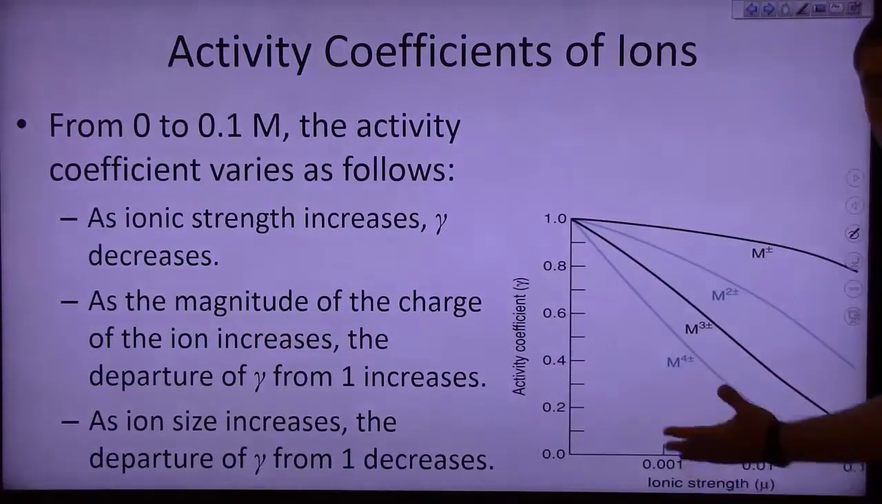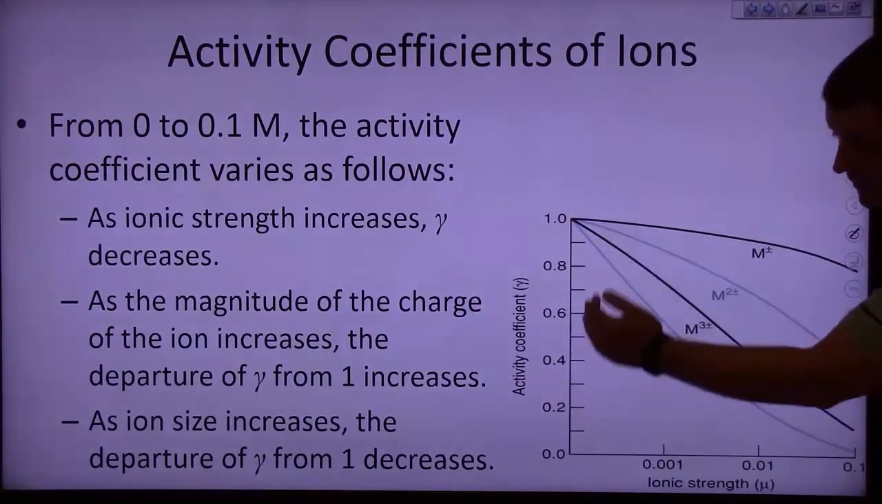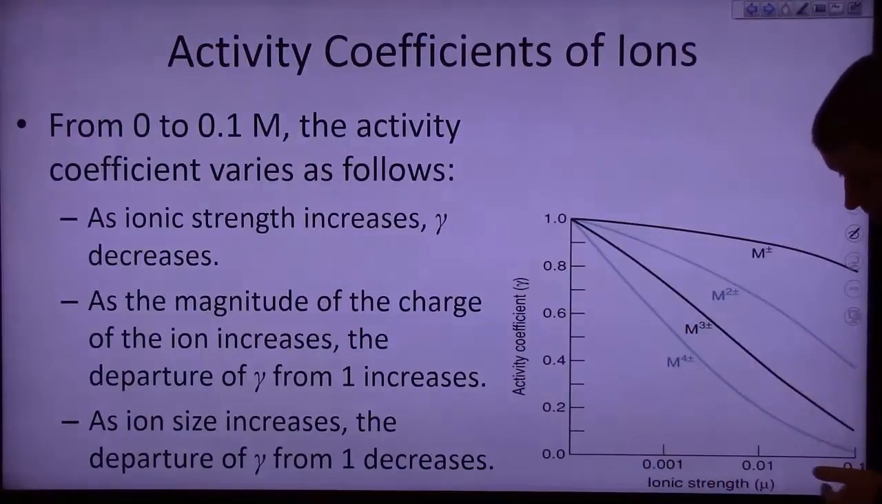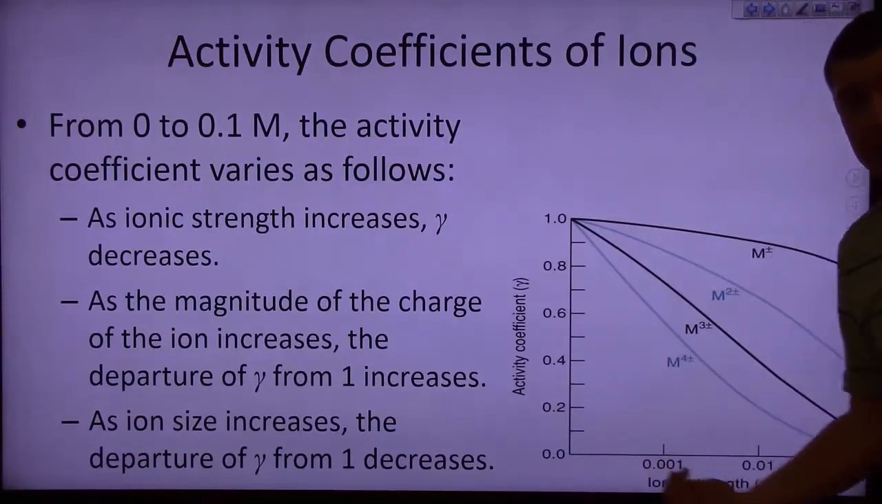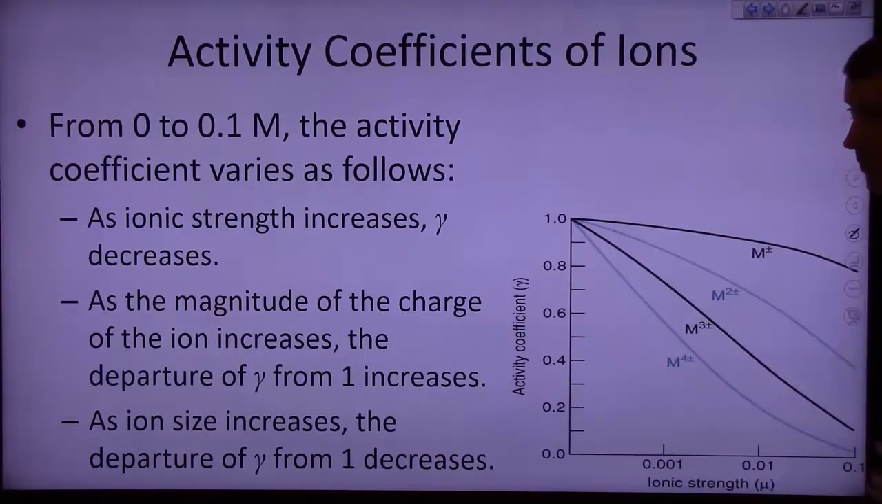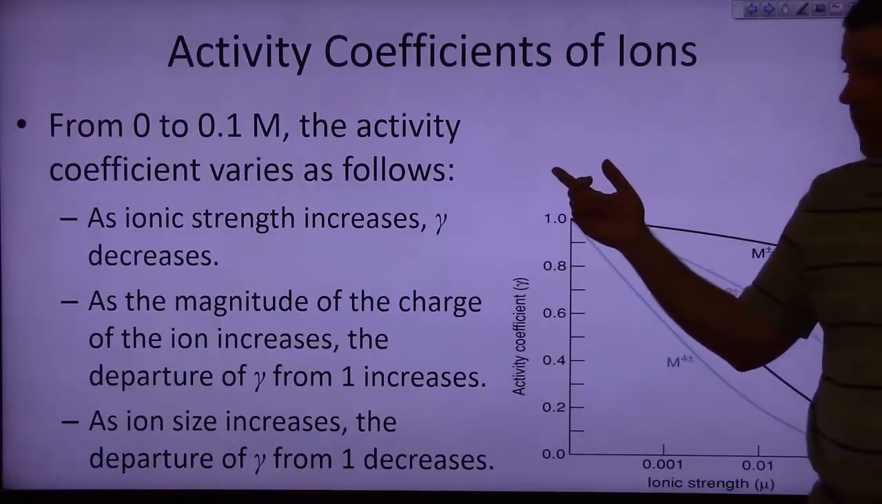So over here, you can see a graph where on the left side we've got the activity coefficient, and along the bottom we have the ionic strength. So from 0 to 0.1 molar, where 0 is on the left side and 0.1 molar is all the way over here on the right side, then the activity coefficient varies as follows.